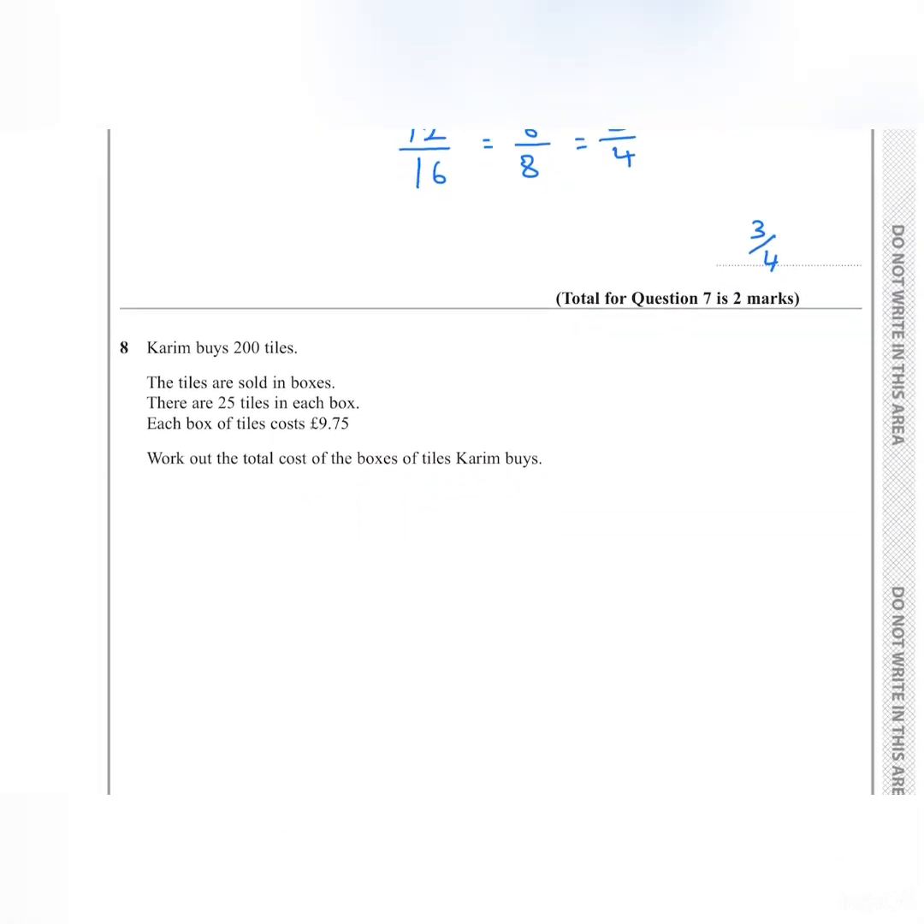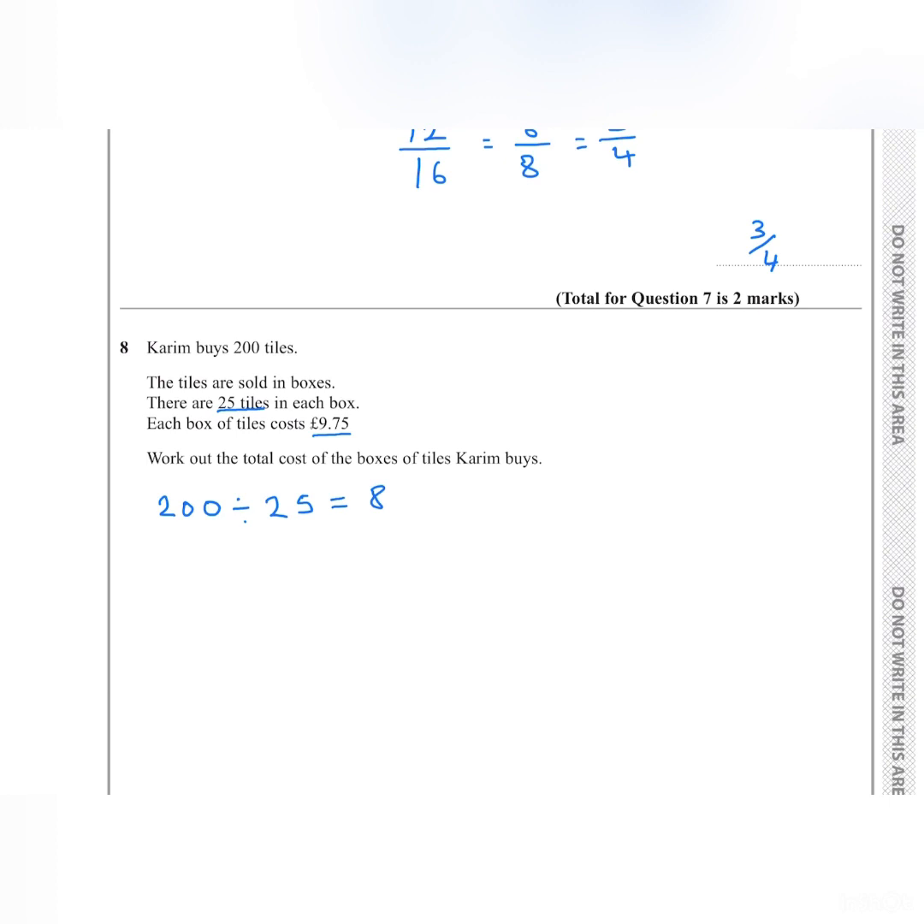Okay, number 8 is a Karim buys 200 tiles. The tiles are sold in boxes. There are 25 tiles in each box, and each box of tiles cost £9.75. Work out the cost of the boxes of tiles Karim buys. Okay, so he buys 200 tiles. Okay, and each box there are 25 tiles. Okay, so 200 divided by 25, that is 8.